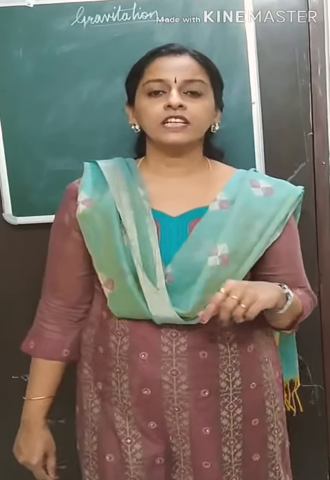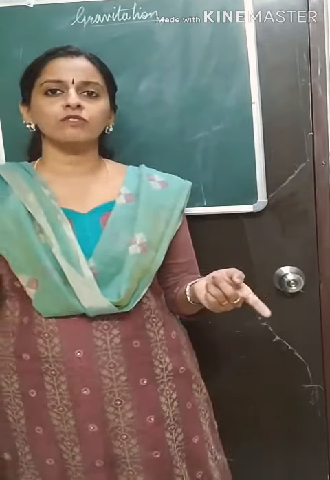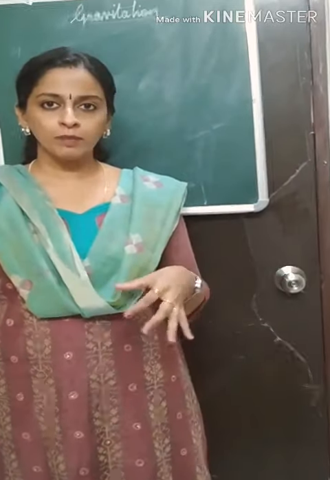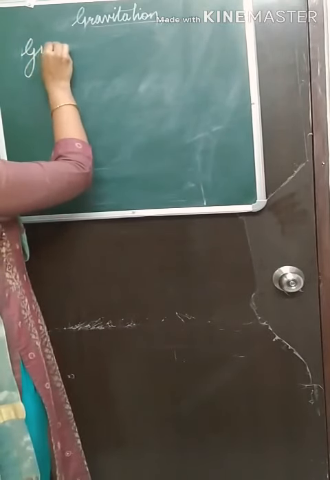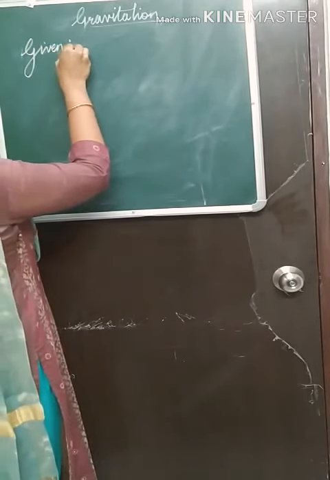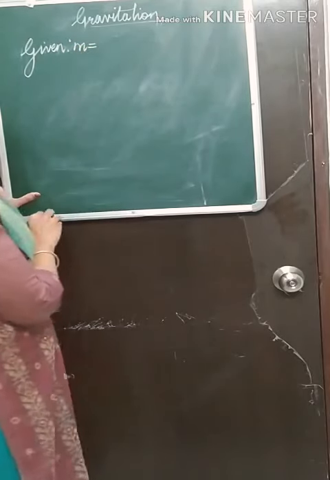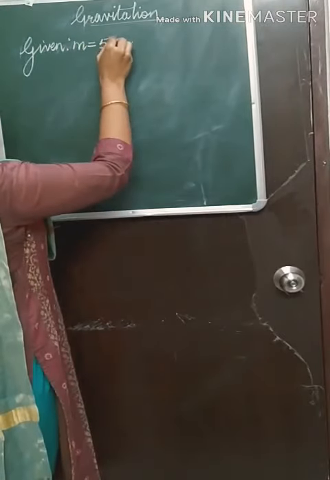Okay. So I told, let us calculate the gravitational force exerted by Earth on a person whose mass is 50 kilogram. So let us write down the given details. Given, what all things we know? Mass of the person is 50 kilogram.